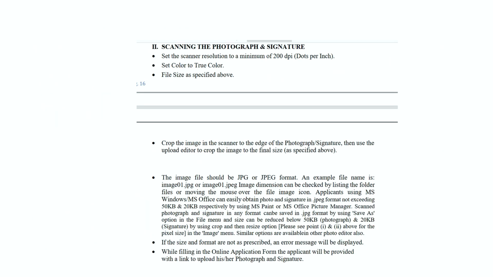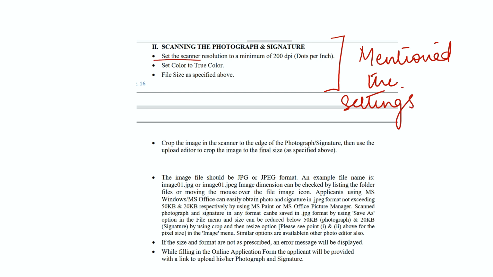Okay. Now they have mentioned the settings for the scanner, right? So this you have to keep in mind. Set the scanner resolution to a minimum of 200 dpi, dots per inch. Set color to true color. So this you have to do. Image file should be in JPG or JPEG format, right? This you have to keep in mind.